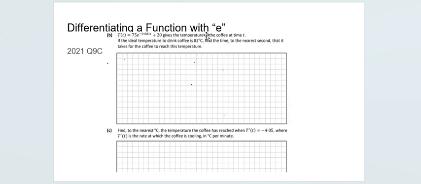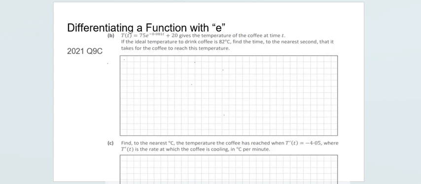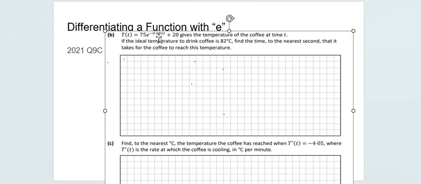Okay, so differentiating a function with e. So again, similar enough. It's 2021, so I'll give an example here, 2021, question 9c. So 75 e to the power of minus 0.081t, and then you've got plus 20. So it's similar enough again. It's just subbing in at the end.